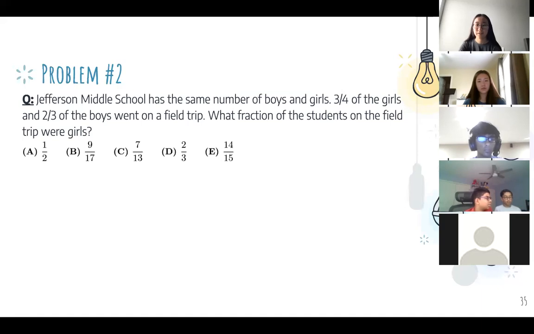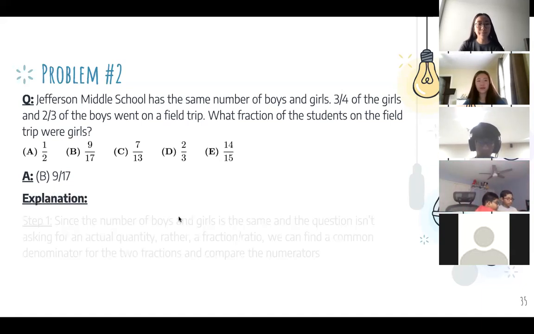All right, so they seem to be a little bit conflicted. A lot of people are saying D, some people are saying B, some people are saying A, I think. All right, so let's see what the actual answer is. And it is B. So let's go through the best way to solve this.